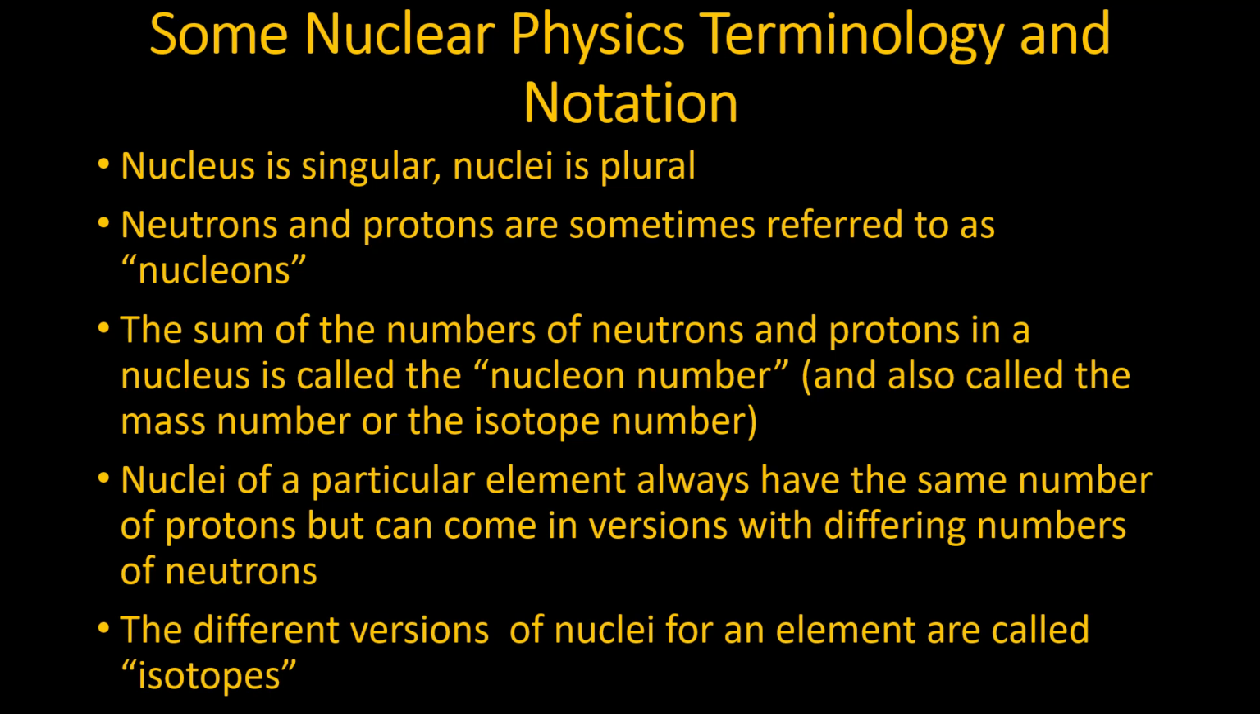And the different versions of nuclei for an element are called its isotopes. Potassium, for instance, has 21 different isotopes. They all have the same number of protons, but they have varying numbers of neutrons. Most of them are not stable, by the way. They're radioactive and decay fairly quickly. But there are a few stable isotopes for potassium.